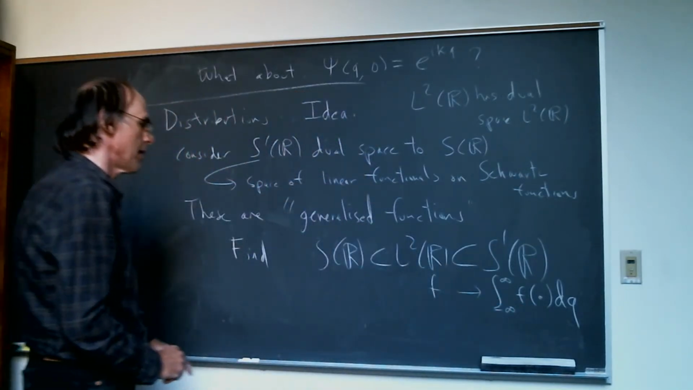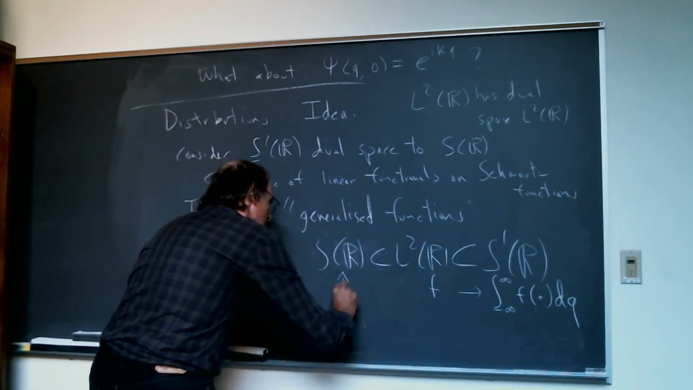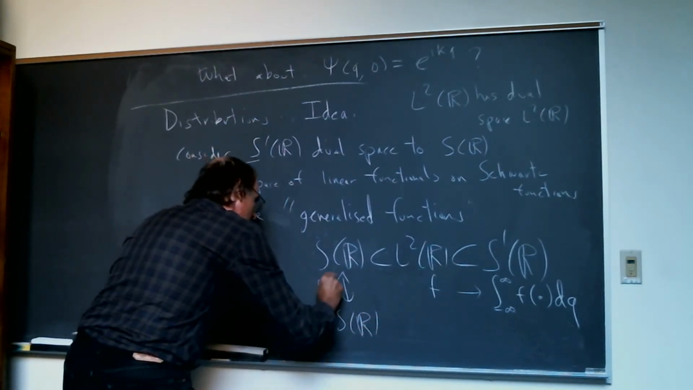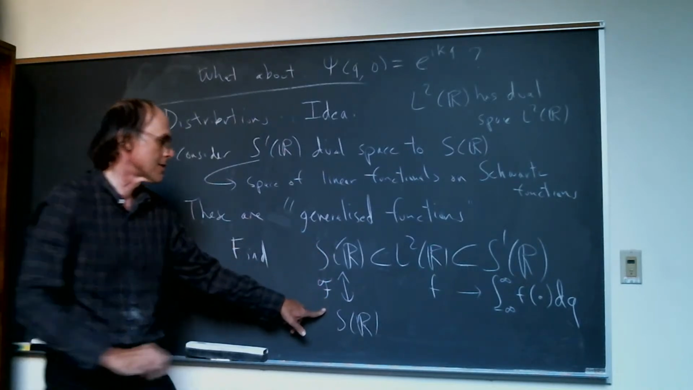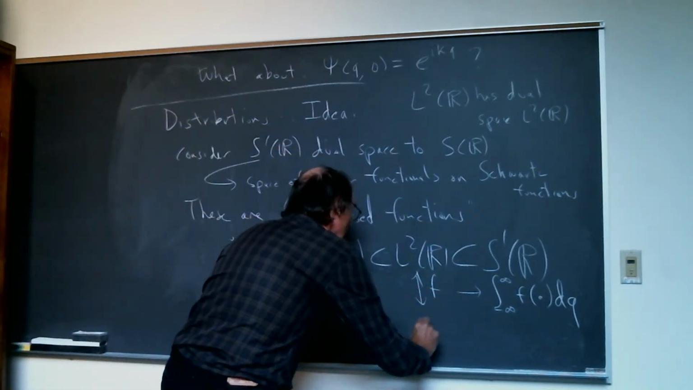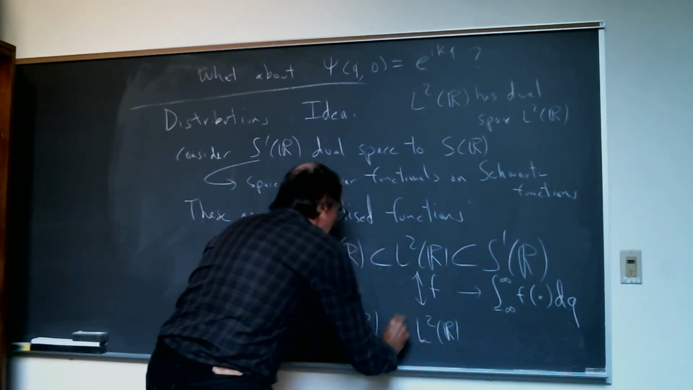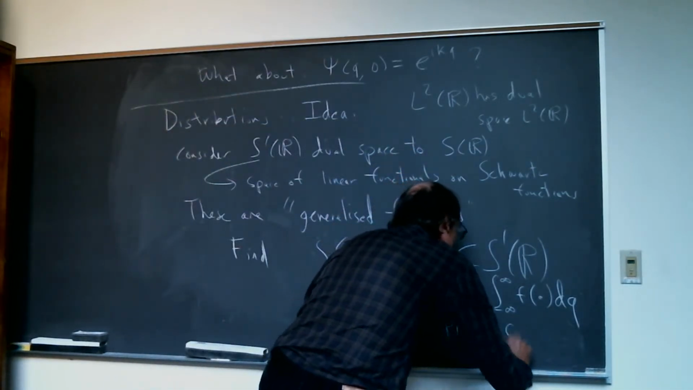And then the nice thing is that if you take the Fourier transform, and I'll sometimes write the Fourier transform this way, the Fourier transform takes this to this, it takes this to this, and again you're here, and it's also going to take this to this.